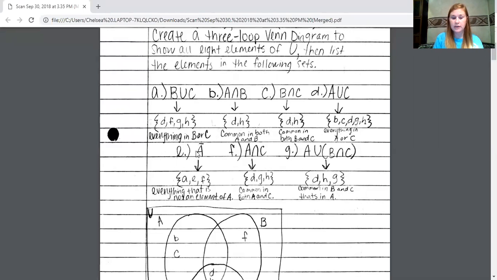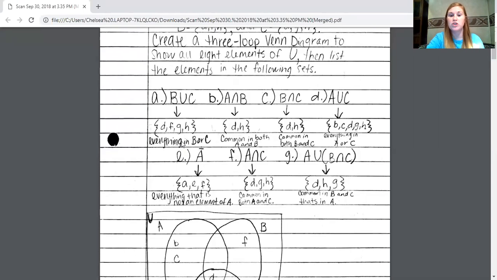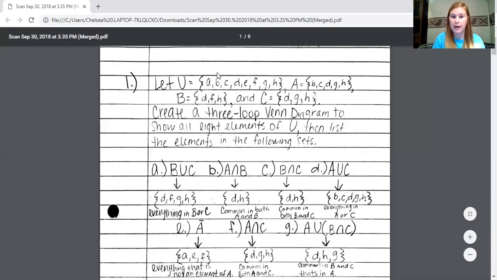E is a little bit different here. We have an A with the little line above it. That just simply means that you will select everything else that is not a part of A. So what you'll do is you'll look back at your sets and list everything that is in B and C as long as it is not a part of A.